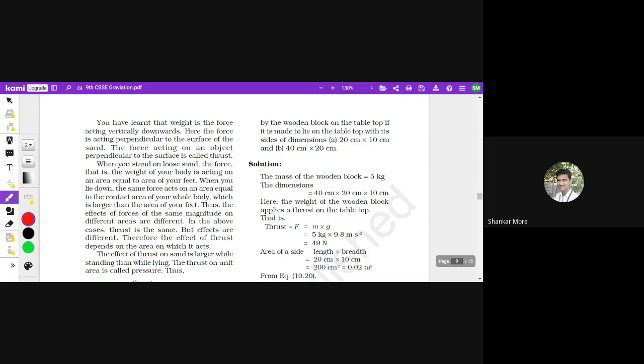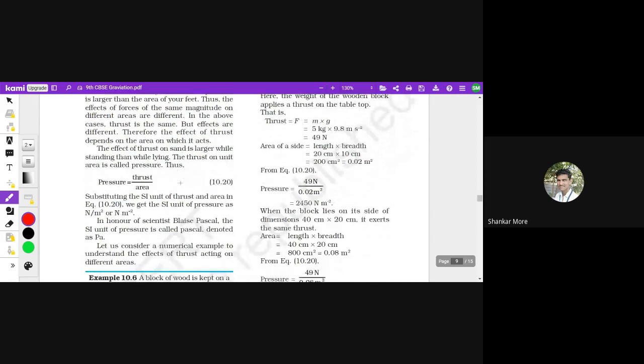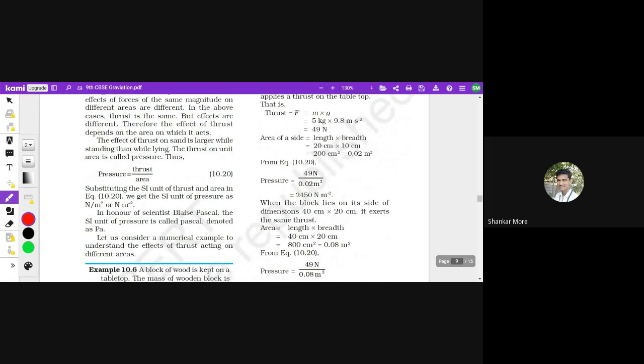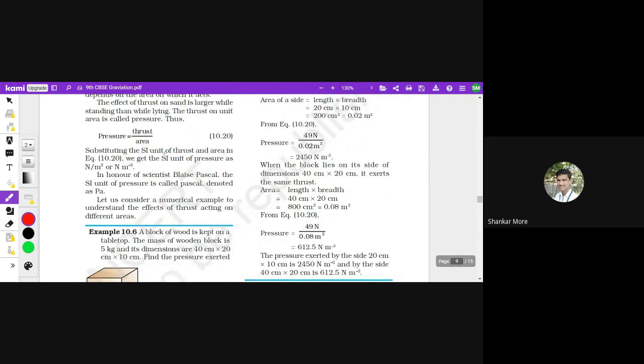The thrust on the unit area is called pressure. So the formula for pressure is thrust per area. Now, what is thrust? Thrust is nothing but weight, or it is nothing but force in a certain direction, which is also given here.